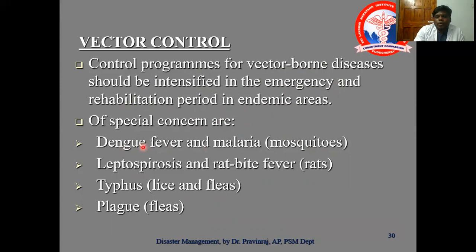So these are some zoonotic diseases that they have given here. Mosquitoes can cause dengue fever and malaria, rats will cause leptospirosis and rat bite fever. Then lice and fleas will cause typhus, and fleas also cause plague. So these are the zoonotic diseases that we have to take care of.